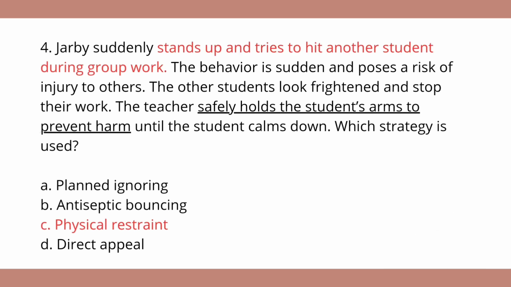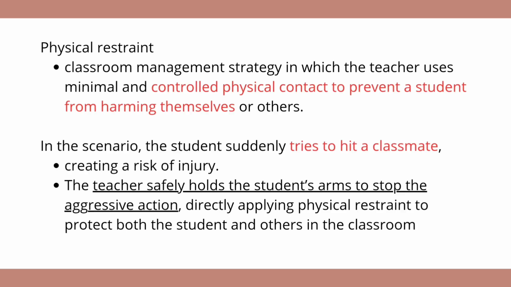The correct answer is letter C. Physical restraint. It is a classroom management strategy in which the teacher uses minimal and controlled physical contact to prevent a student from harming themselves or others. In the scenario, the student suddenly tries to hit a classmate, creating a risk of injury. The teacher safely holds the student's arms to stop the aggressive action, directly applying physical restraint to protect both the student and others in the classroom.